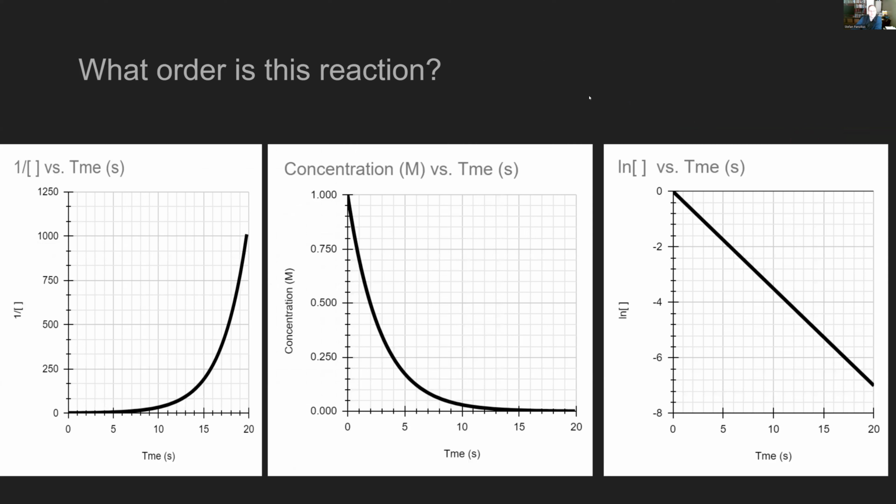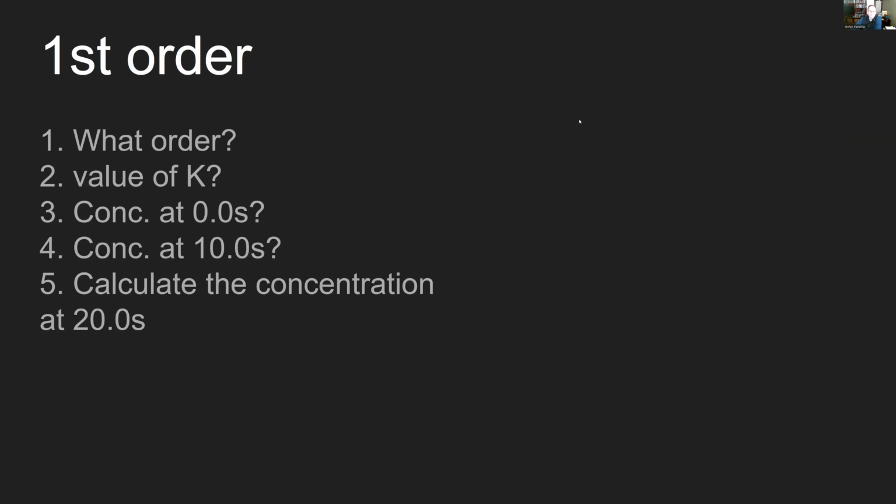Here's another set of graphs. What is the order of this reaction? With any luck, you saw that the natural log function is the straight line graph, which means it's a first order reaction.